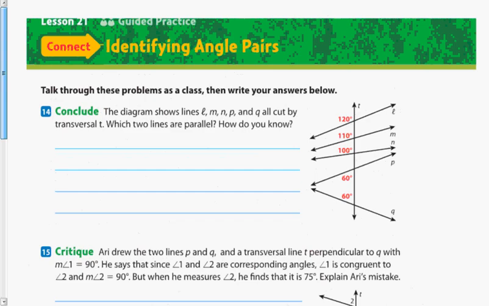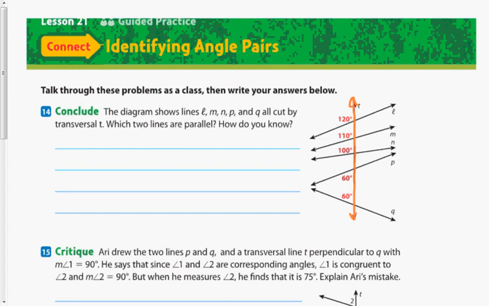All right, green pages. So let's look at example number 14. The diagram shows lines L, M, N, P, and Q, all cut by one transversal. So this is our transversal T. We don't necessarily know which ones are parallel because they don't all look parallel. Some of them look like they might be. But it says which two lines are parallel and how do you know?